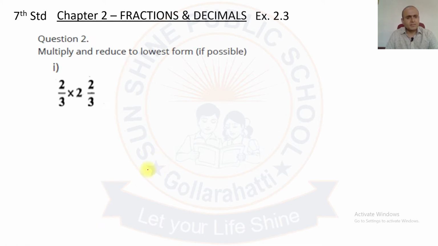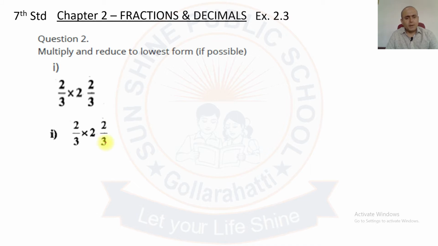Next question, second question, multiply and reduce to the lowest form if possible. So they have asked to multiply and to reduce to the lowest form. Let us solve the first question. 2 by 3 into 2 2 by 3. So they have given 2 by 3 multiplied by 2 2 by 3 and this 2 2 by 3 is a mixed fraction. Therefore let us convert it into an improper fraction.